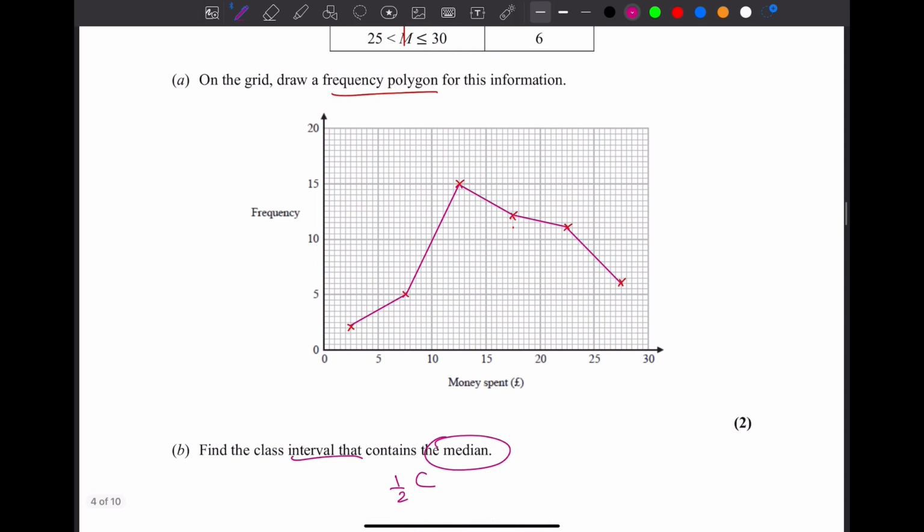51. Remember, can you do 51? No, you can't do an odd number. You have to do an even number. So 51 add 1, which is 52. Half of 52 is 26th. Where is the 26th sequence?